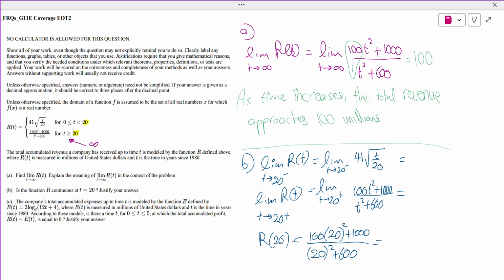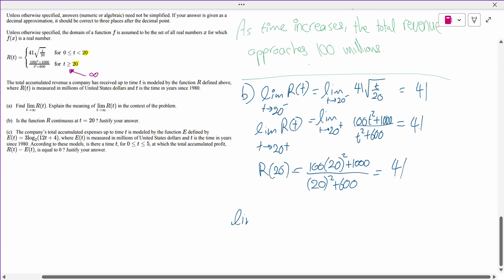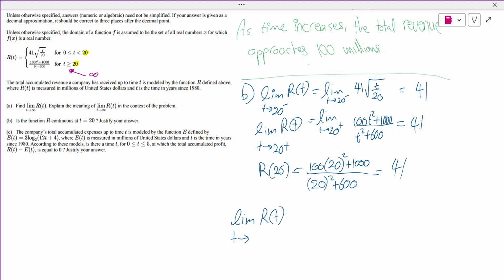So if you plug in the 20 in the first one, you will get 41, and substituting 20 in the second limit, which is the right-sided limit, it gives 41 as well. So left-sided equals right-sided equals the function value. Because the three of them are the same, right? So we say that the limit of r of t as t approaches 20 equals r of 20. Okay, limit as t approaches 20, it includes left and right. So this is 20, right? So we say that yes, r of t is continuous at t equals what? At t equals 20. So you have to check the three of them.